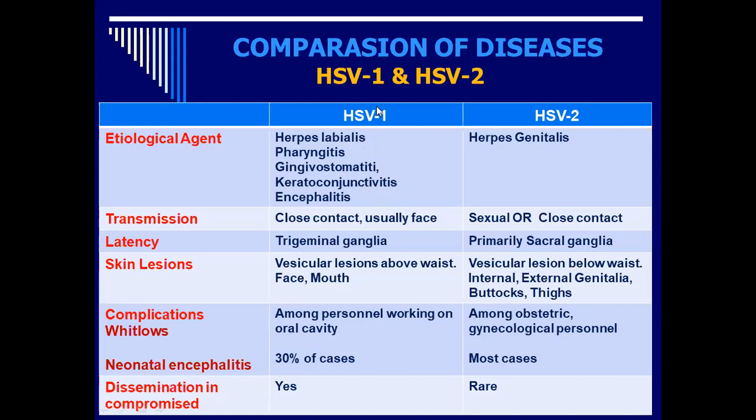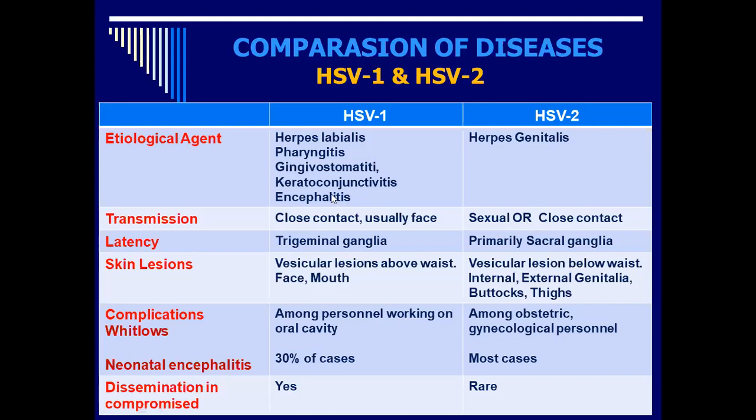They all are caused by herpes simplex virus 1, whereas herpes simplex virus 2, HSV2, causes herpes genitalis, both in male and in female. The transmission of HSV1 is through close contact, usually contact with the face, whereas in the case of HSV2, it is sexual or close contact that causes the transmission.